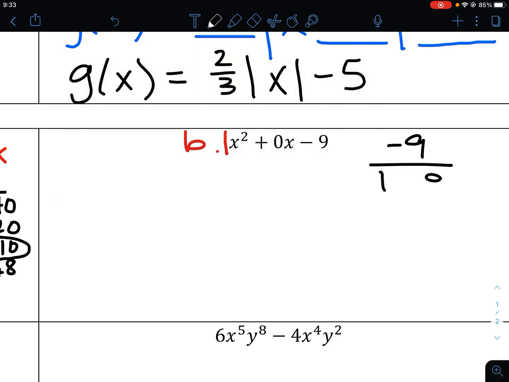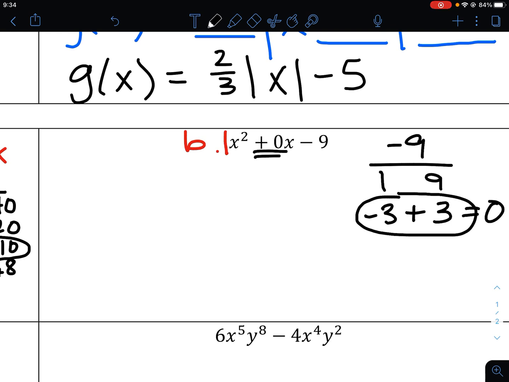Okay, so 9 is either a 1 and a 9 or a 3 and a 3, but remember we need one positive, one negative. 0 isn't negative or positive, but remember, in order to add up to a 0, you need one negative, one positive. You need them to be the same value, but opposite signs. So the 3's, but one negative and one positive, because when I add those together, we get exactly what we want. We want that 0x, okay? So the two binomials that we end up with are x minus 3 and x plus 3.